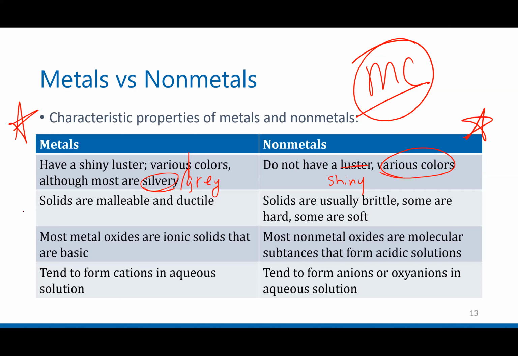Now, this one can be a little bit more challenging. You need to know what these words mean. Metals are malleable, which means they can bend, and ductile, which means they can stretch. Non-metal solids are usually brittle, which means they break, like shatter or smash.